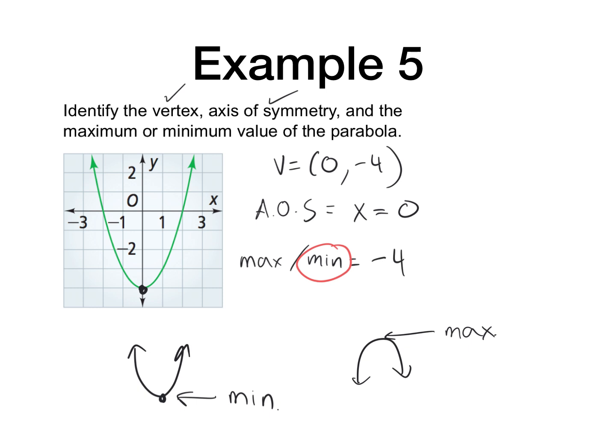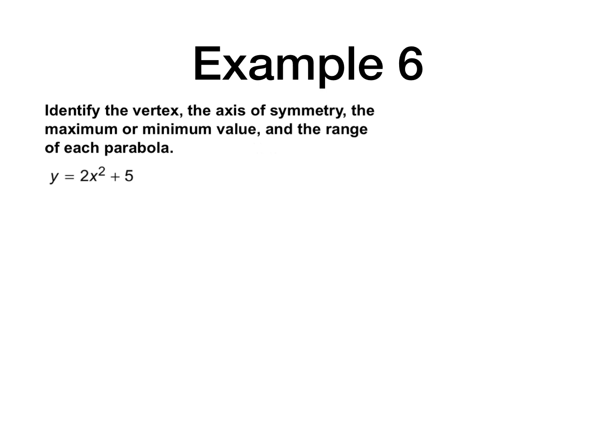So just to recap, the minimum or maximum value is the y value of your vertex. Depending on if the equation is positive or negative, you're going to get the minimum or the maximum. If it's a positive equation, you're going to have a minimum. If it's a negative equation, you're going to have a maximum. And then the axis of symmetry is the x value of your vertex. So they want us to identify the vertex, the axis of symmetry, the maximum or minimum value, and the range of each parabola. So they're adding one more step.